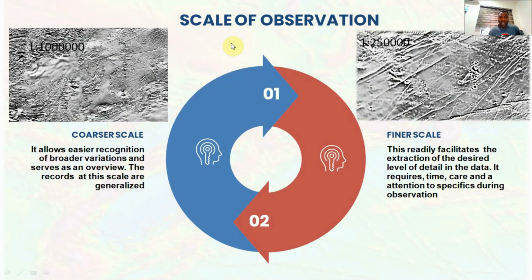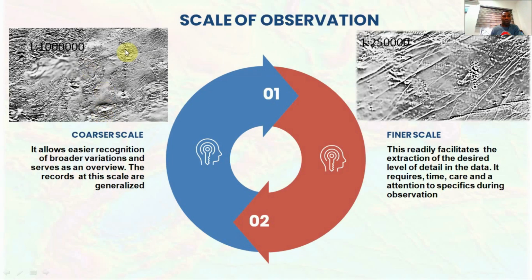So we look at the scale of observations. Whenever we are observing, there are two major scales we can use: either a coarse scale, which is a very big scale, or a fine scale. If we are working on very regional data, a coarse scale allows easier recognition of broader variations and serves as an overview. The records at these scales are generalized and much detail is not found, but it allows you to see generalized features and regional trends.